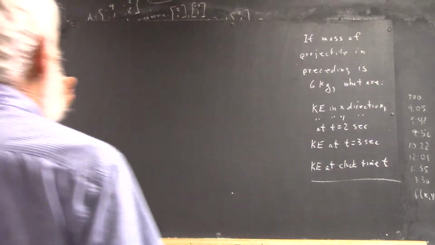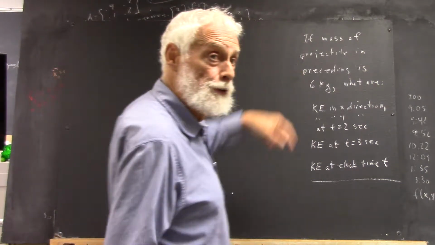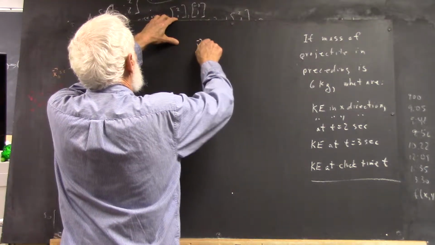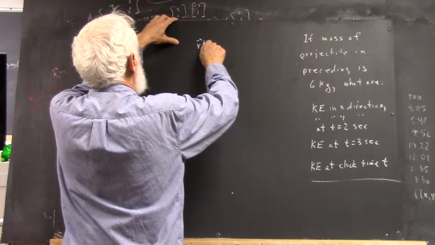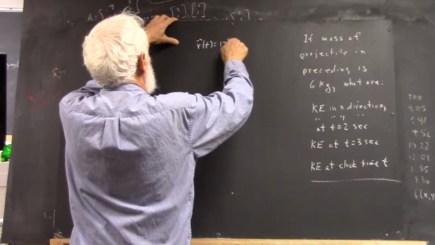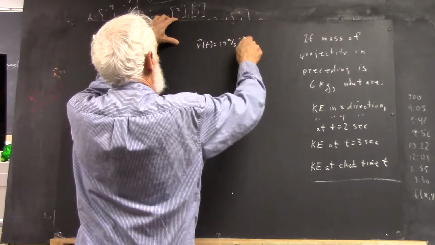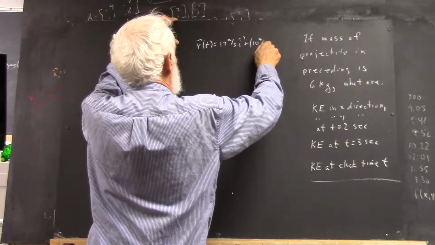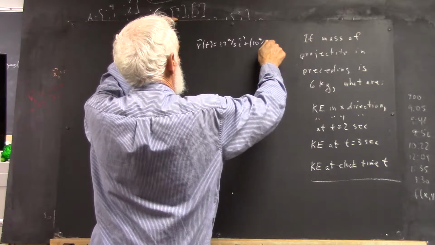Question is now, projectile in the preceding, right? Where, that would be your velocity next. Write it compactly, r of t is 17 meters per second times i plus 10 meters per second.